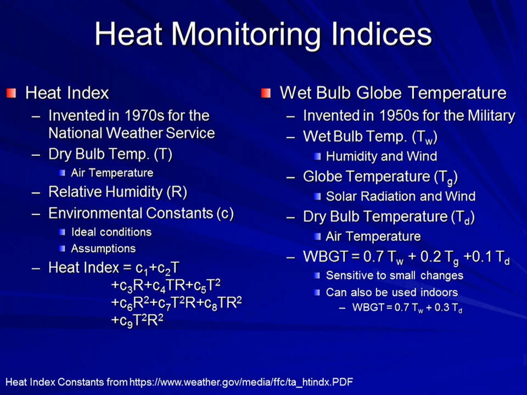The wet bulb globe temperature equation in comparison is relatively simple. While sensitive to small changes in weather variables, it can also be used indoors to calculate heat stress.